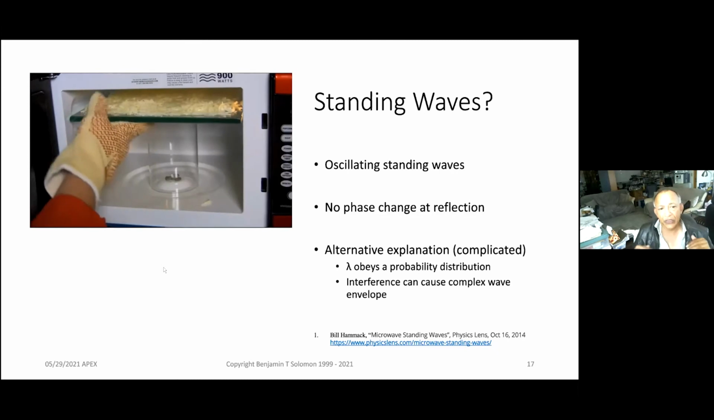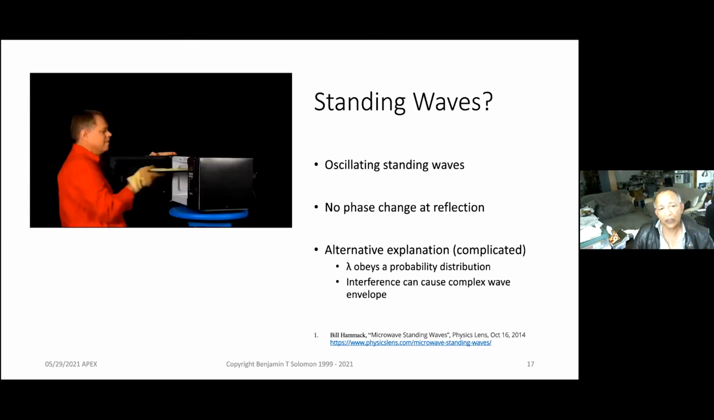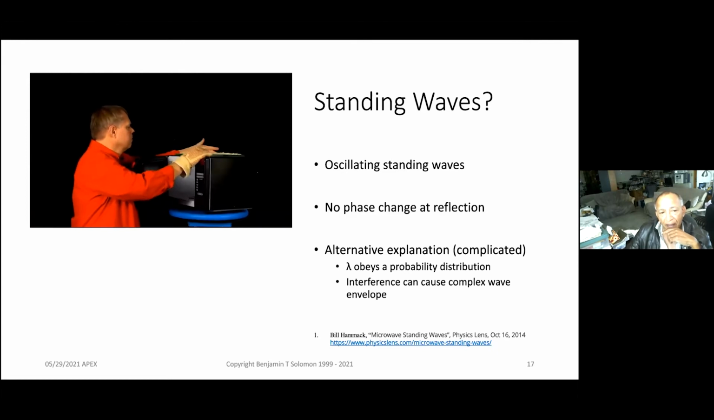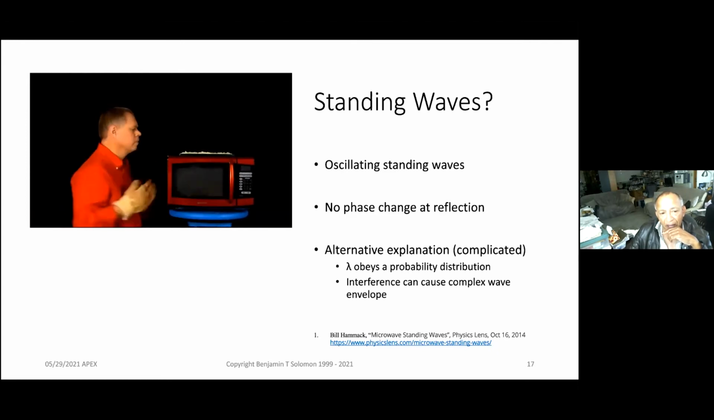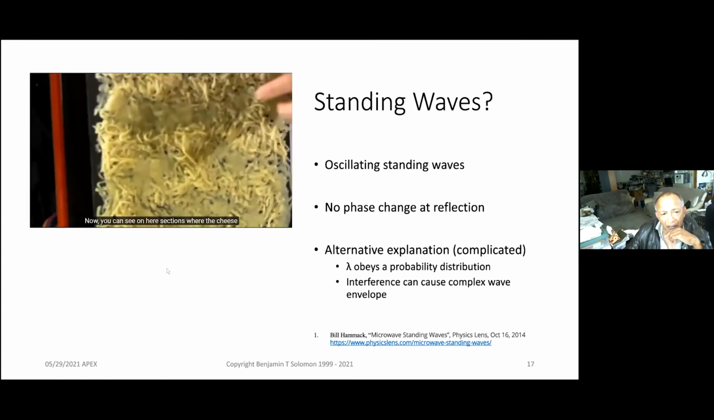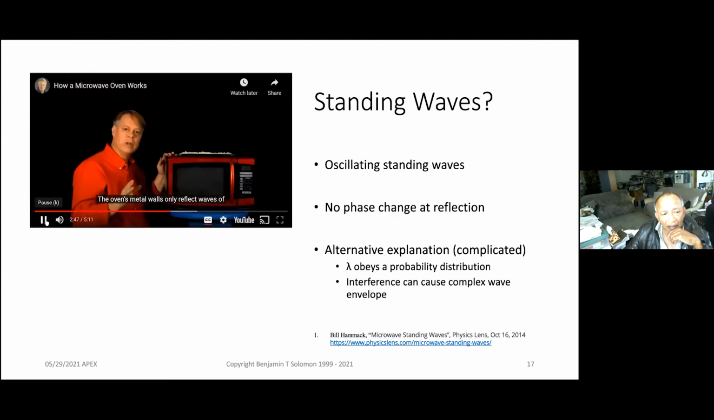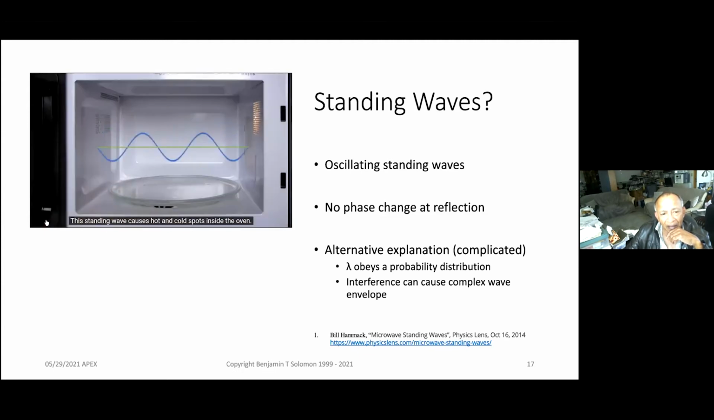Okay, he uses cheese to show the hot spots. Note there's no rotating plate. Now, you can see on here sections where the cheese is completely melted and other sections where it's completely heated. So the oven's metal walls only reflect waves of a length that fits inside the oven. This standing wave causes hot and cold spots inside the oven. The three-dimensional pattern of waves is difficult.